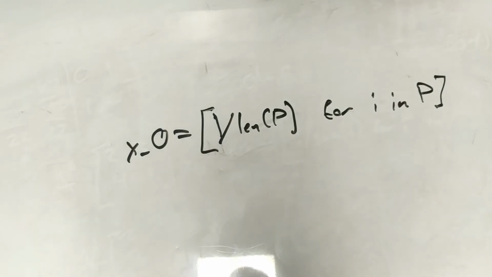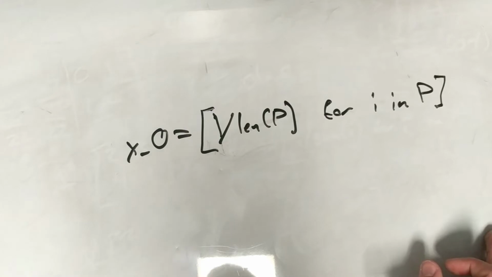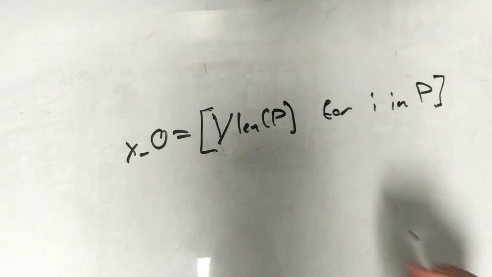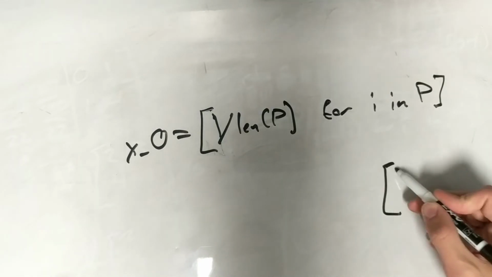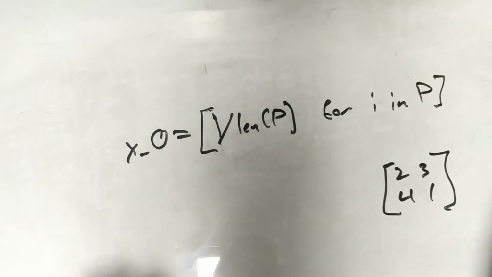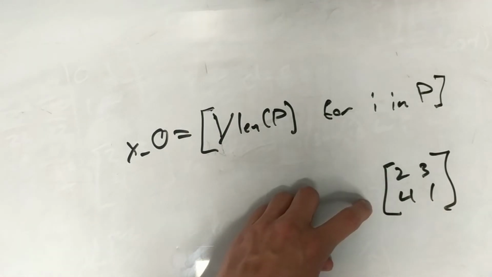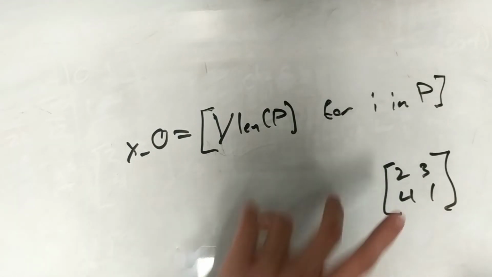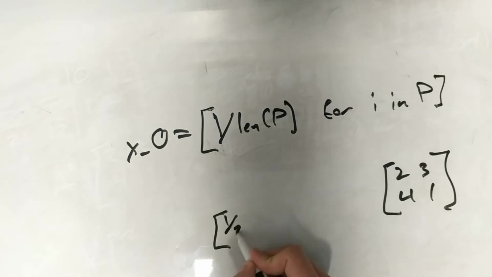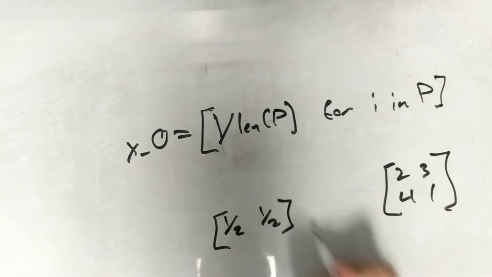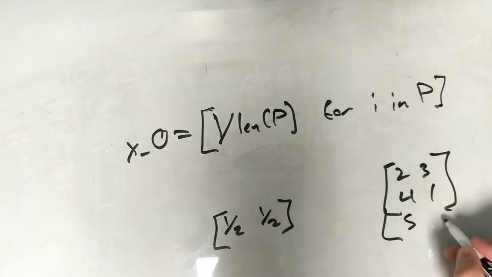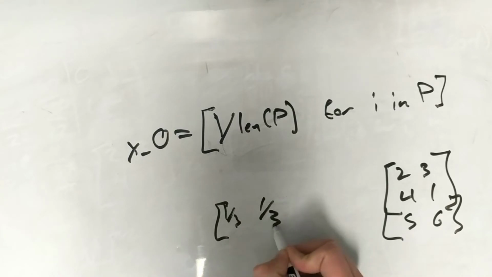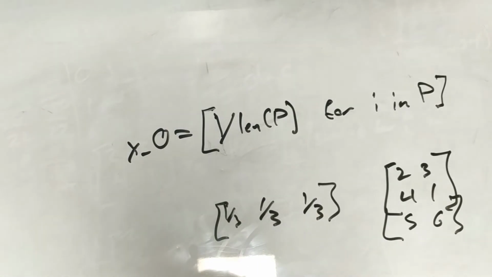So we're looking at the length of P, and we're saying for each one of those, I'm going to create a value that's 1 over the length of P. So if we had this matrix from before, 2, 3, 4, 1, this i says for each of these rows, I'm not actually looking for the rows, it's more of a counter sort of thing, but for these 2 rows, I'm going to create 2 entries that are 1 over 2. Or if it was 3 rows, like 5 and 6, I'd create 3 entries where they're each 1 over 3. So that's how I'd structure that.